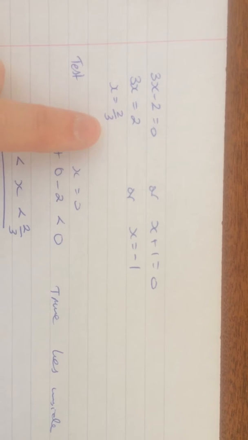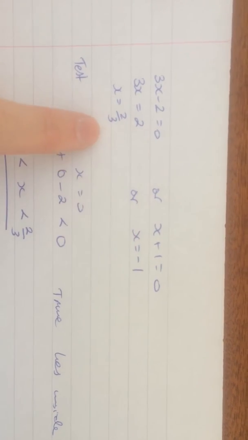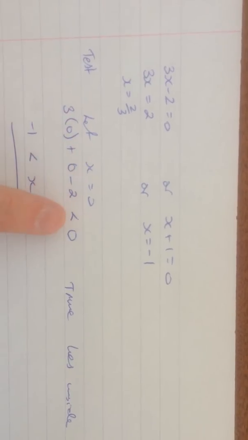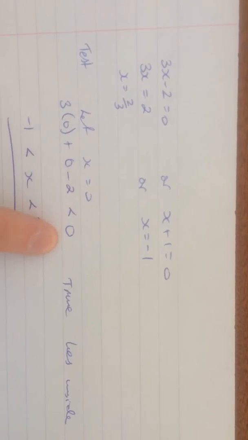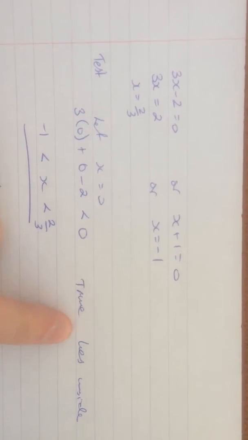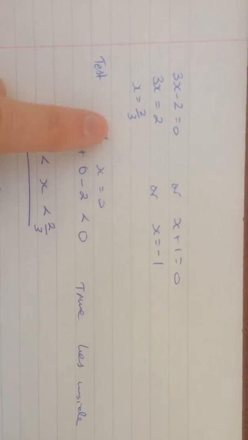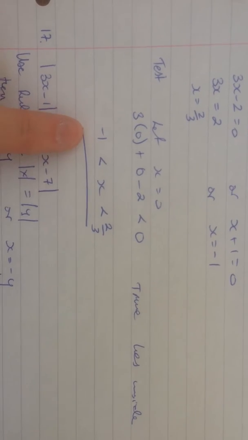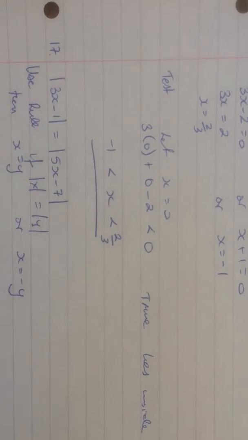So again, we come to the test, so I pick a value between minus 1 and 2 over 3. So 0 is a handy one to pick. So I put it in, and in this case, yes, minus 2 is less than 0, so it's true. So the values lie inside my boundary values there. So that's what I get as my answer there.